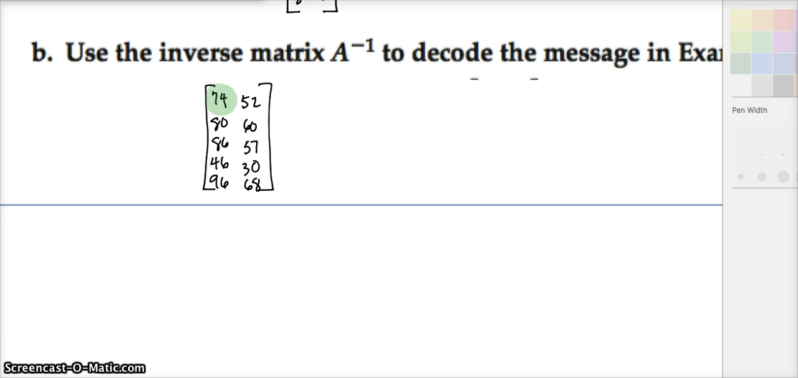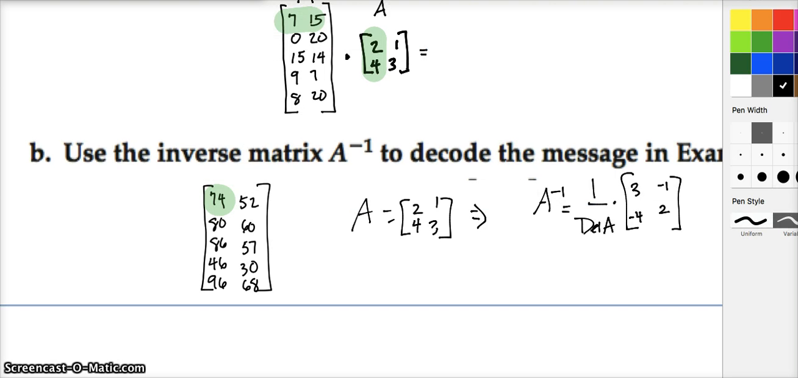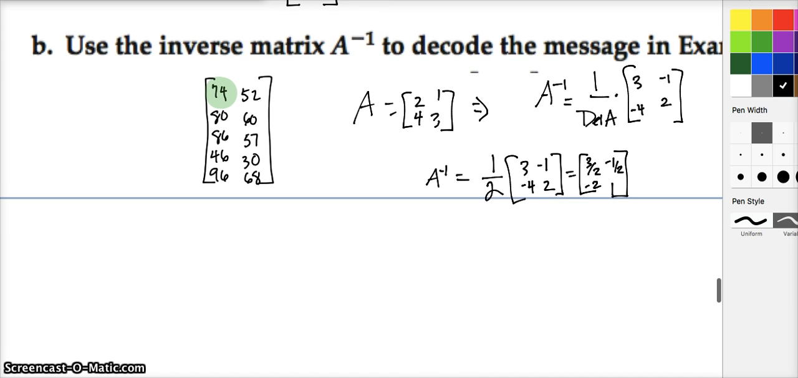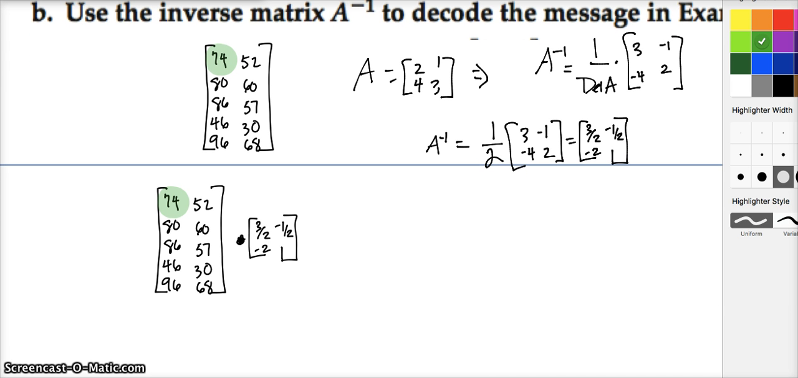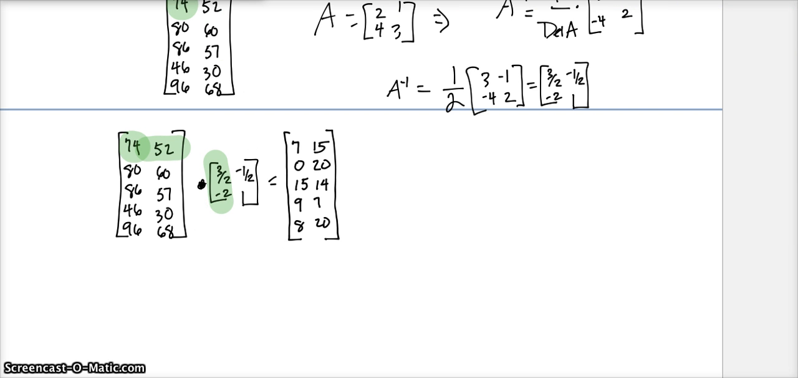And the way to do that, we're going to use the inverse matrix, A inverse, to decode the message. So since A is equal to this, A's inverse would be equal to 1 over the determinant of A times this matrix. When I calculate the determinant, I get 2. And so 1 over 2 times this matrix is going to give me the inverse matrix. And that's simply the following here. Finally, we need to take these two and multiply them together. And I will proceed as I always do, multiplying across and down. And you guessed it, we get back the same exact matrix we started with.